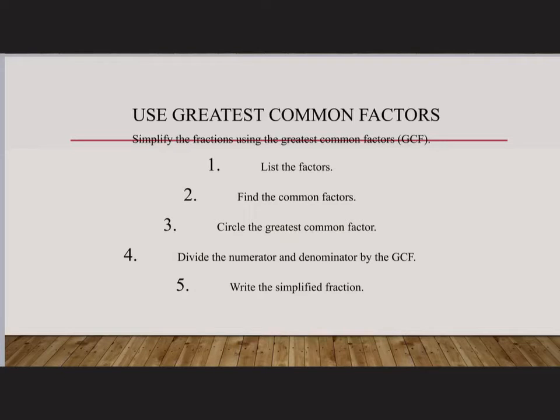1, list the factors. 2, find the common factors, or the ones that are the same for both numbers. 3, circle the biggest or greatest common factor, so the biggest number that's in both lists. Number 4, divide the numerator and the denominator by the greatest common factor. And 5, you will be writing the simplified fraction.